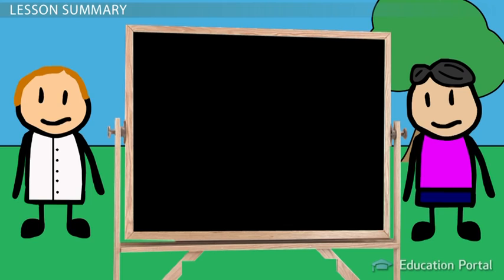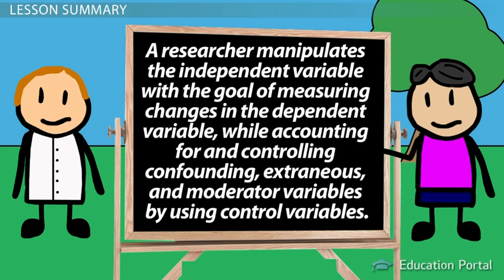So now the scientific version of our first sentence will read like this. A researcher manipulates the independent variable with the goal of measuring changes in the dependent variable, while accounting for and controlling confounding, extraneous, and moderator variables by using control variables.